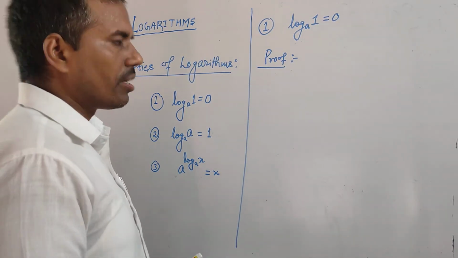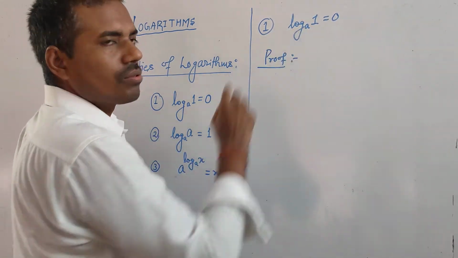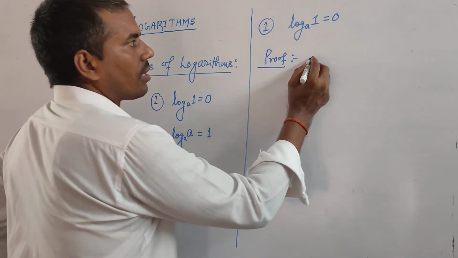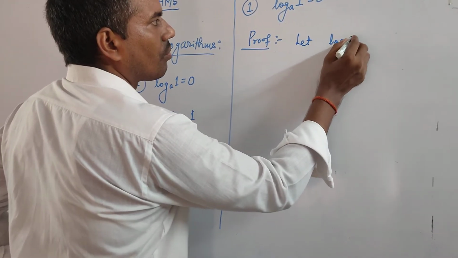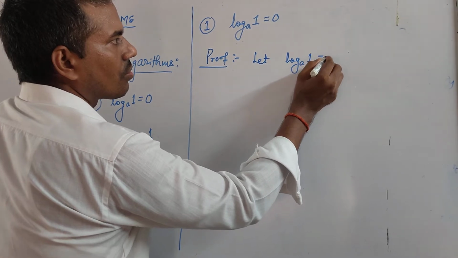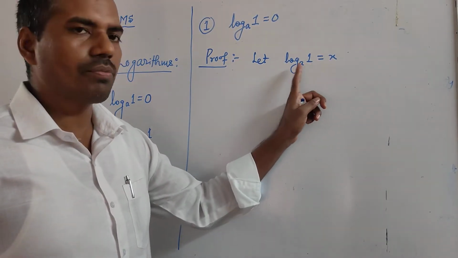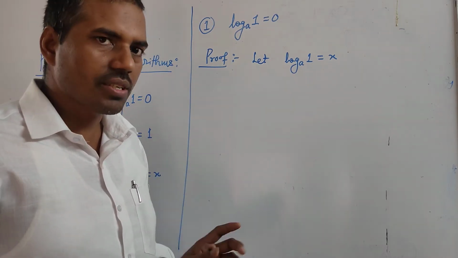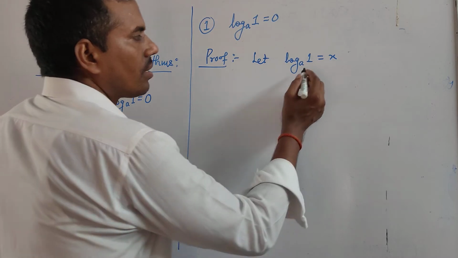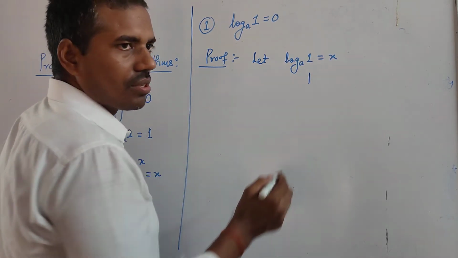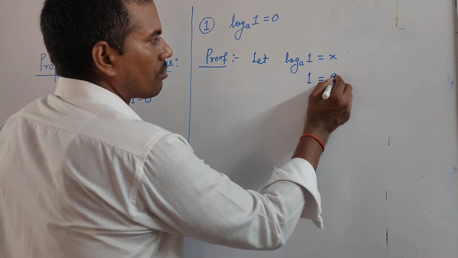First, I am going to prove the first one, log of 1 to the base a is equal to 0. Suppose log of 1 to the base a is equal to x. It is in logarithmic form. If I convert in exponential form, from the definition of logarithm, 1 is equal to a to the power x.